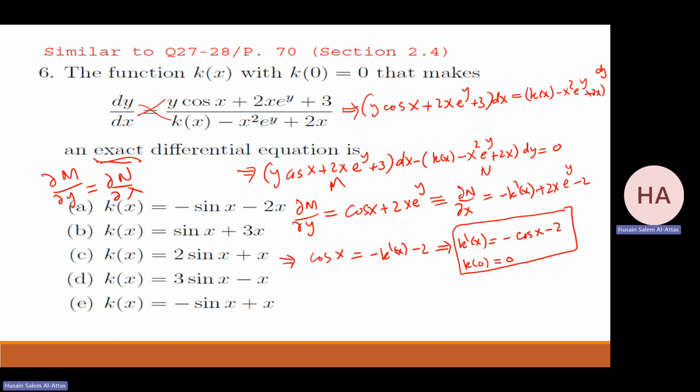Okay. So to solve this, k of x will be what? Integral of this, which is minus sine x minus 2x plus c. But I know k at 0 equals 0, so I have c equals 0. So that means k of x will be minus sine x minus 2x, which is this.